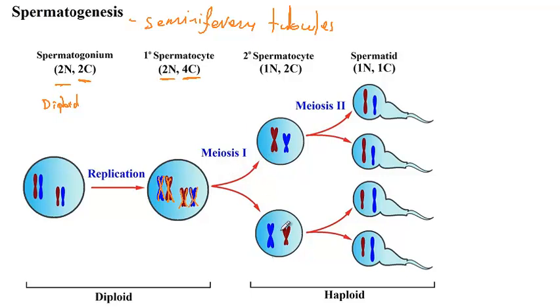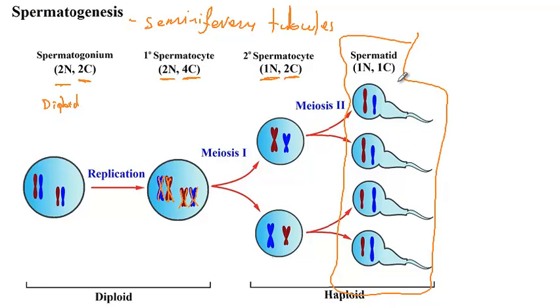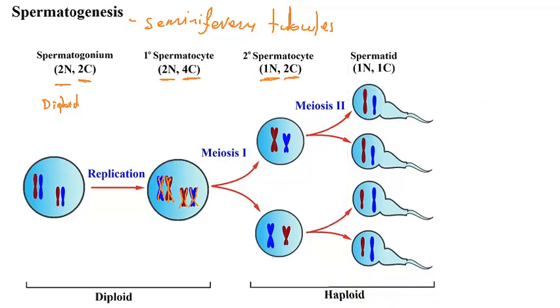After meiosis 1, homologous chromosomes will separate from each other. And so now we have 1N, 2C, and this is called a secondary spermatocyte. And then finally, during meiosis 2, the sister chromatids separate from each other, yielding 4 spermatids, which are 1N, 1C. All right, so again, just pay attention that the diploid definition refers to the presence of homologous chromosomes. So spermatogonium and primary spermatocytes are diploid, while secondary spermatocyte and spermatid are haploid.